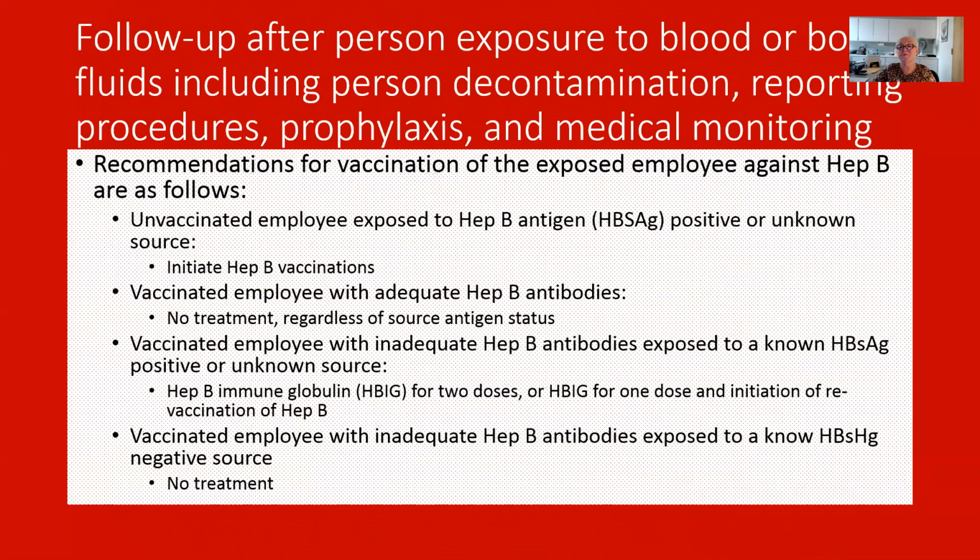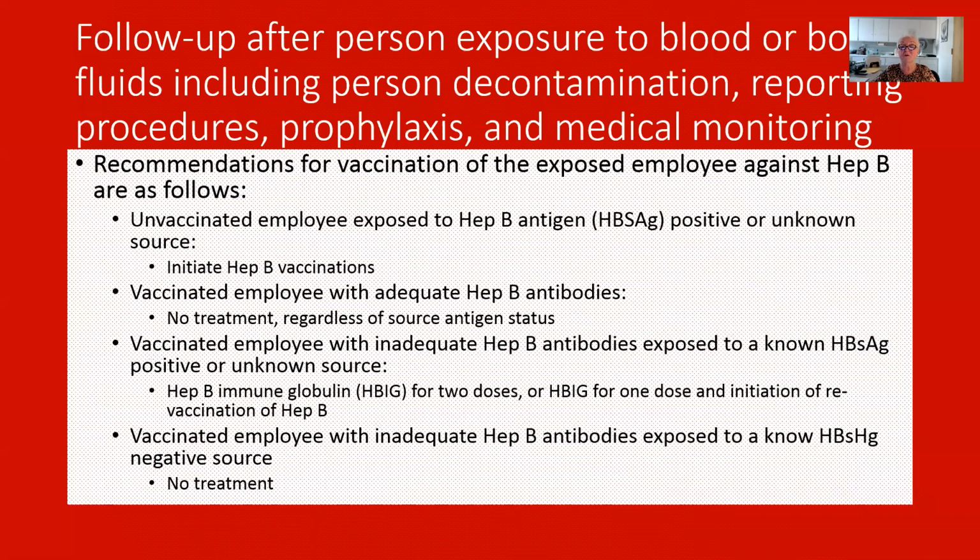Recommendations for vaccination of the exposed employee against Hep B are as follows. Unvaccinated employee exposed to Hep B antigen, positive or unknown source: initiate Hep B vaccinations. Vaccinated employee with adequate Hep B antibodies: no treatment, regardless of source or antigen status. This is saying that if you've already had a hepatitis B vaccination, we need to have a record of it so that we can see that it's been done. But we also offer the hepatitis B series to you if you haven't had it done.